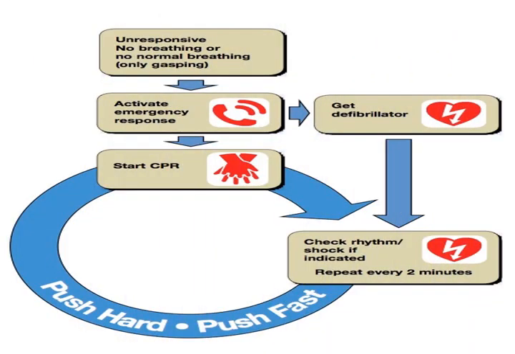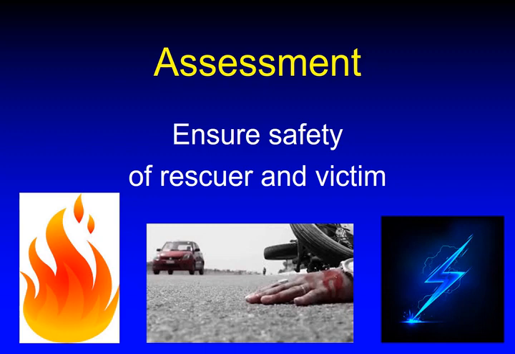This is the algorithm of AHA for basic life support. We will discuss each item soon. The first step in the algorithm of basic life support is to ensure safety for the rescuer and the victim. The rescuer is more important than the victim because he will do the basic life support steps. So the first step is check safety.